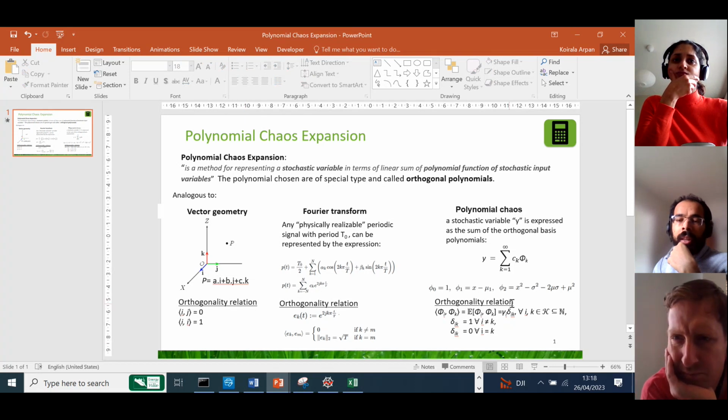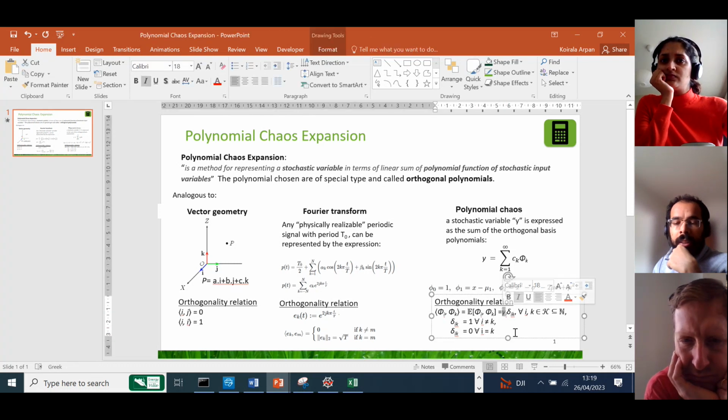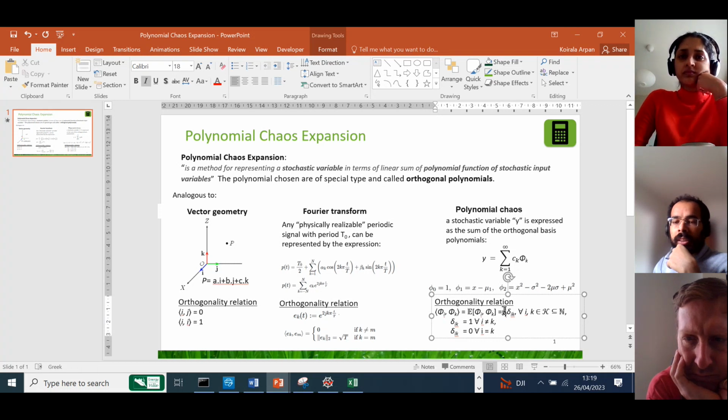But the Fourier transform and this polynomial chaos are not orthonormal, so you get some extra coefficients in the product here. For example, square root of t here, or this gamma term, I don't know how you call it. So these are basically the tensor products. Whenever you multiply this base with itself, you get these extra terms every time. So that is the only difference from vector geometry. Otherwise, all other rules of vector geometry follow here.